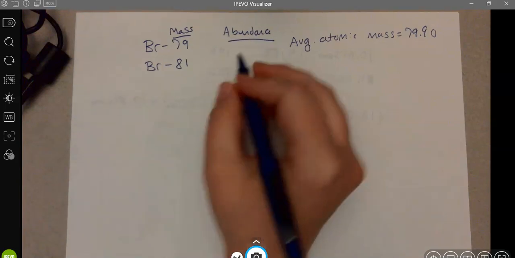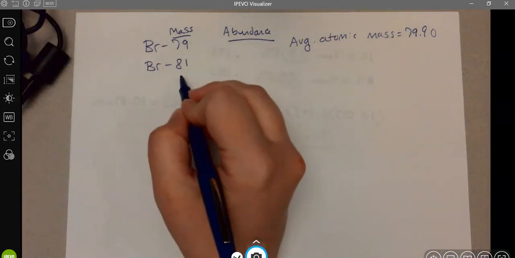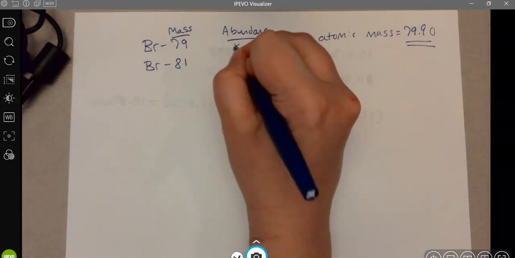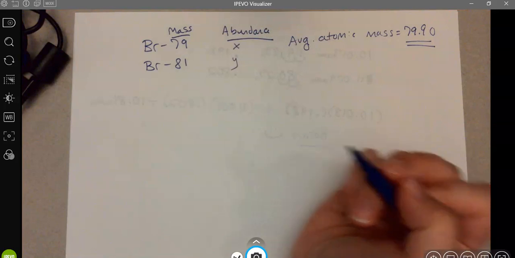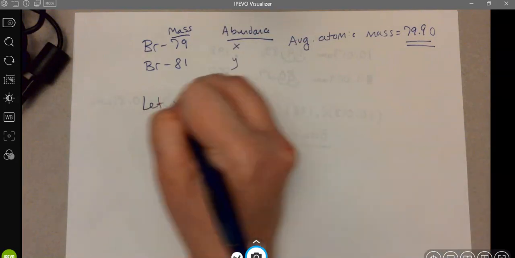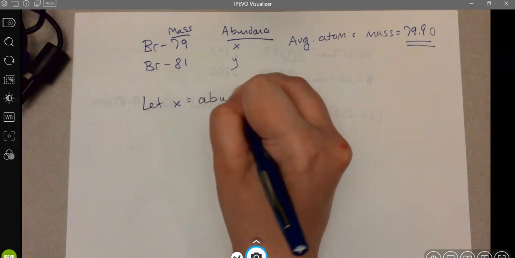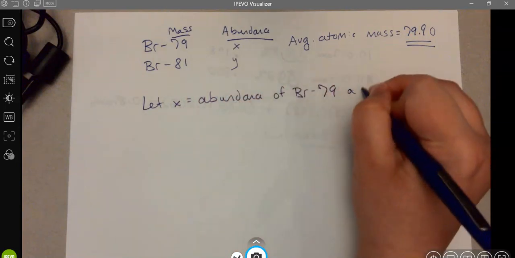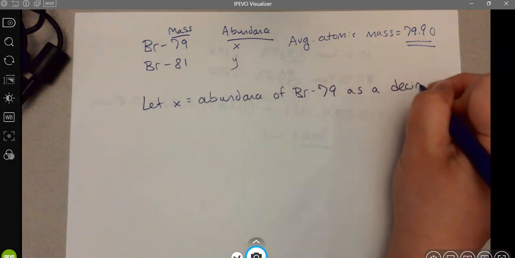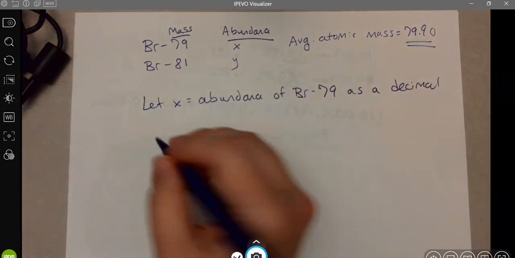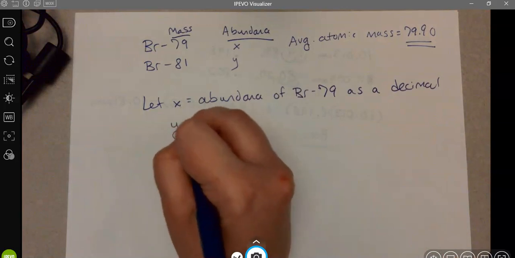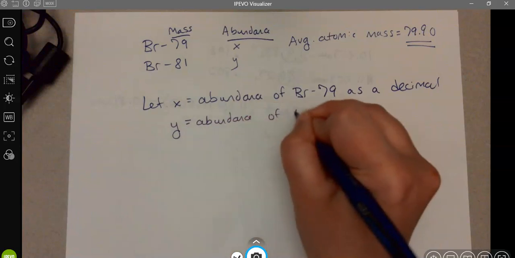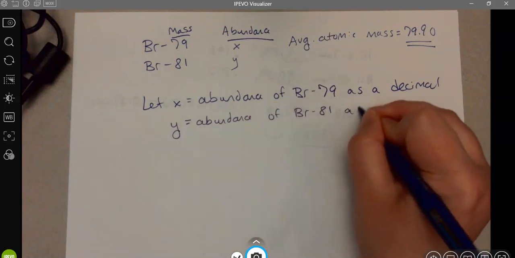Okay, so we know the mass of each of the isotopes, and we know the average atomic mass. But the problem is we have two missing abundances, x and y. Okay? So let's let x equal the abundance of bromine 79, but let's make that the abundance as a decimal, since that's what we've actually used in our calculations so far, it's just going to save us a little bit of time. And let's let y equal the abundance of bromine 81 as a decimal.